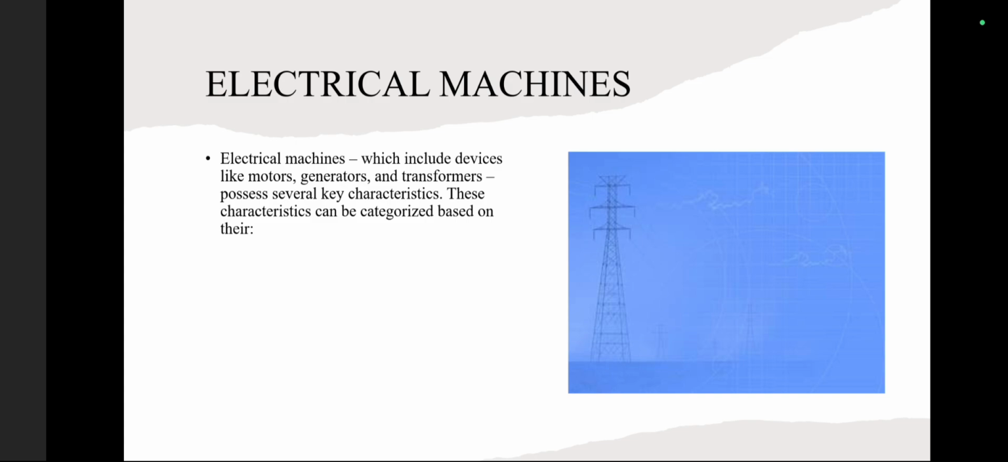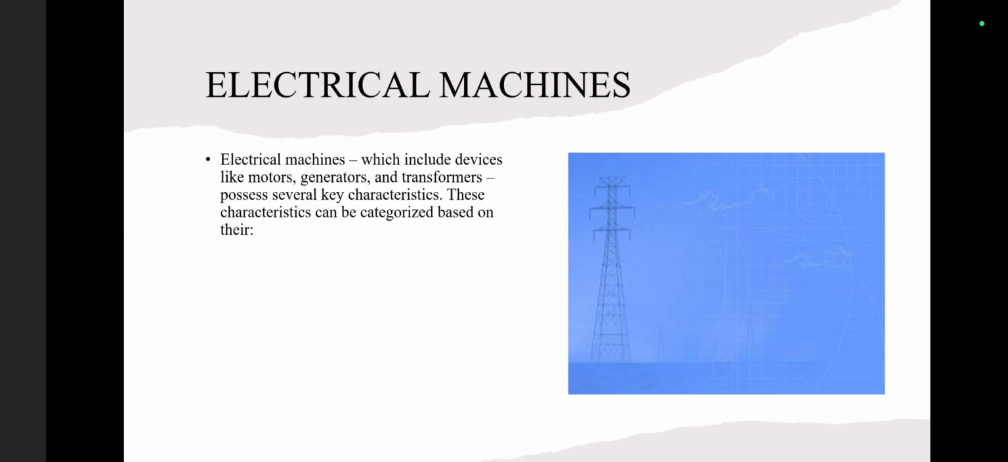Electrical machines, which include devices like motors, generators, and transformers, possess several characteristics. These characteristics can be categorized based on their motor, generators, or transformer. So, what are electrical machines? Electrical machines are devices that convert energy from one form to another using electromagnetic principles.